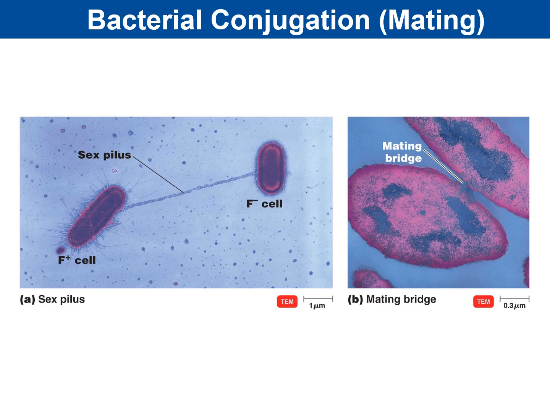A second type of horizontal gene transfer is called bacterial conjugation. Bacterial conjugation involves a living donor that then copies its DNA and transfers it over to a living recipient.